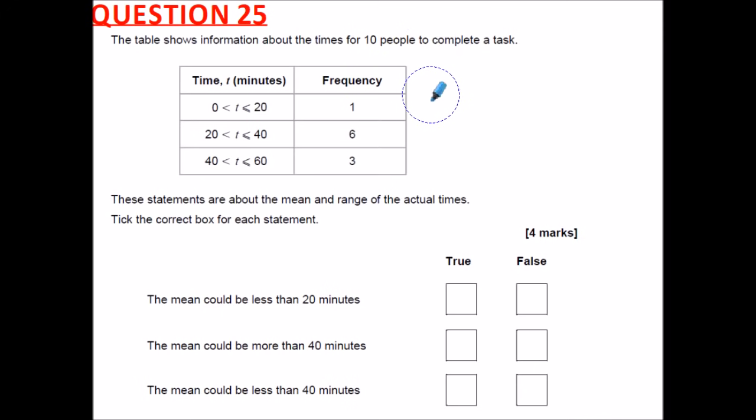You've got information about 10 people completing a task. Now notice 10's a nice round number, so we could actually do calculations with this. And the first one is, say true or false of this statement. So could the mean be less than 20 minutes? So what we could do is we can work out the absolute minimum the mean could be.